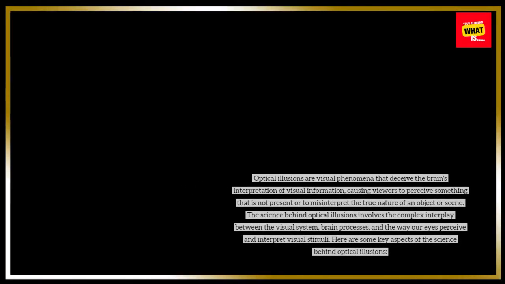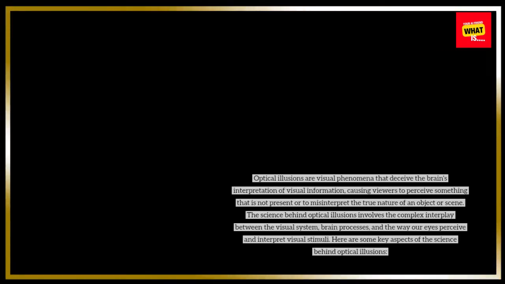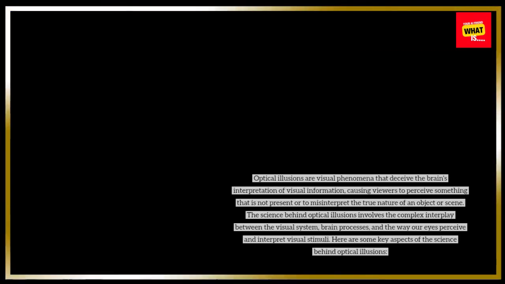Optical illusions are visual phenomena that deceive the brain's interpretation of visual information, causing viewers to perceive something that is not present or to misinterpret the true nature of an object or scene. The science behind optical illusions involves the complex interplay between the visual system, brain processes, and the way our eyes perceive and interpret visual stimuli.